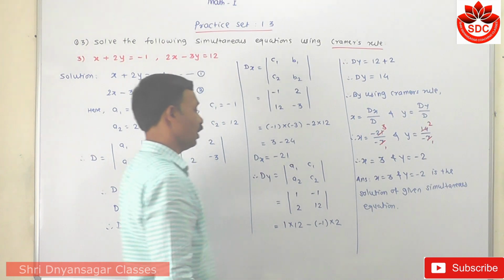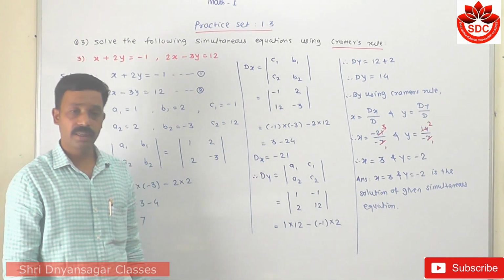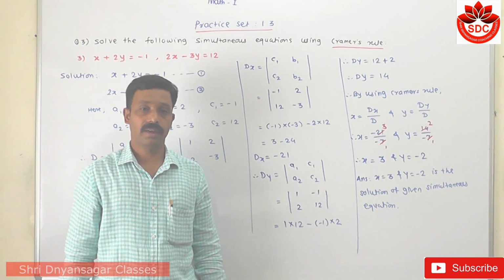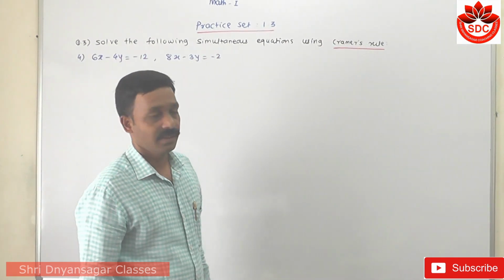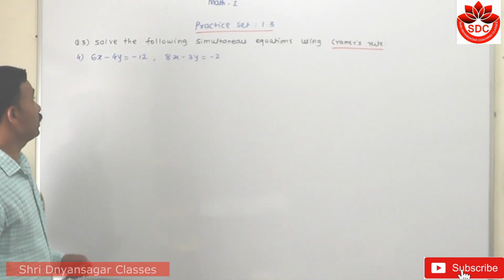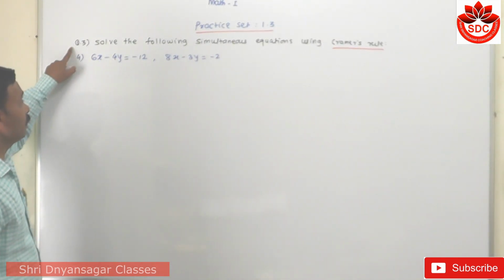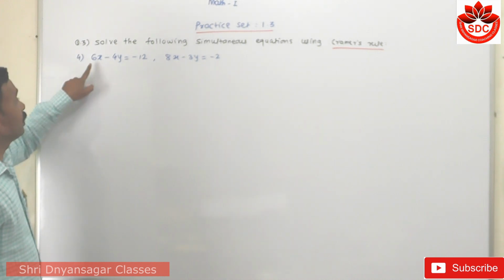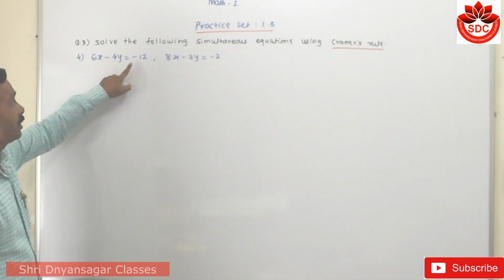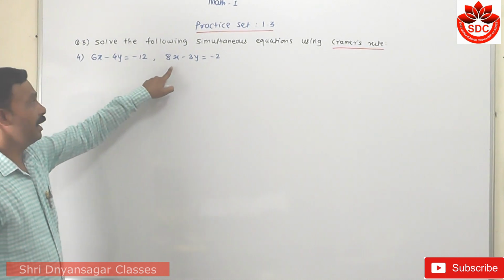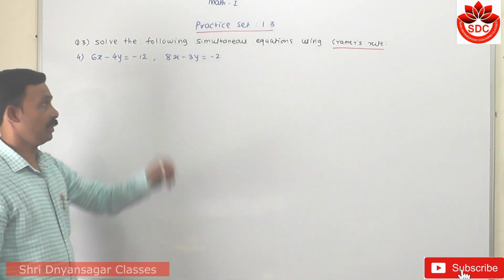Student, this is our today's first example. Can you understand this? So simple and very important examples. Then take the next question, question number 3, sub question 4: 6x minus 4y is equal to minus 12, and 8x minus 3y is equal to minus 2.